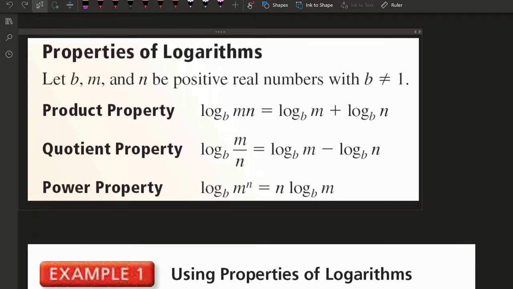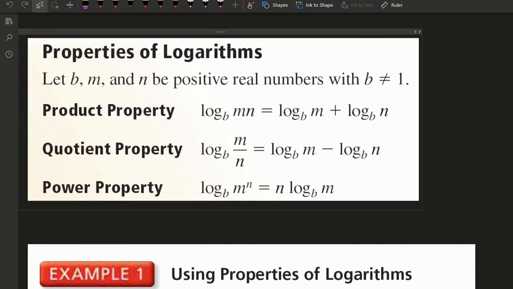So we've got the product property, which states that if I have the log of two numbers multiplied together, that would be equivalent to the log of each of them added together. In the same way, the quotient property: if I have the log of two numbers that are divided by each other, that is the log of the first minus the log of the second. The power property: if I have a log of a number raised to an exponent, that's equivalent to the log of that number multiplied by the power.